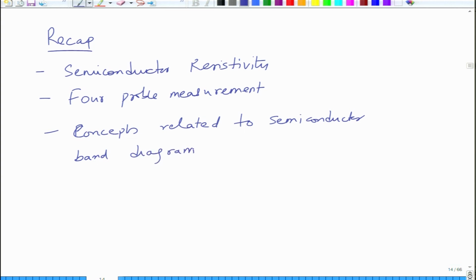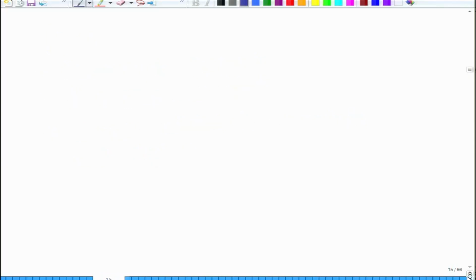Basically, what is the direction in which energy changes, in what sense the sign of energy is important, how does the band bending occur, and how do you plot electric field, potential and charge density in a semiconductor. This will come in useful when you learn about junctions. Now, the next topic that we take up is carrier diffusion.